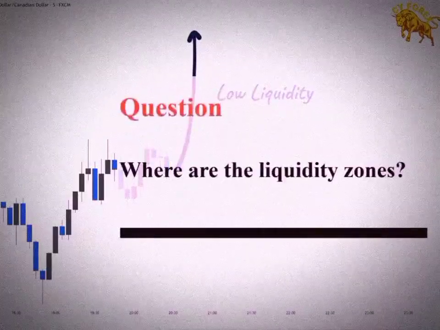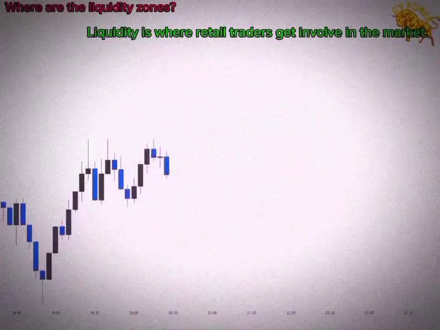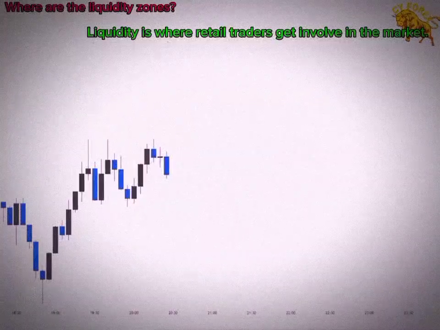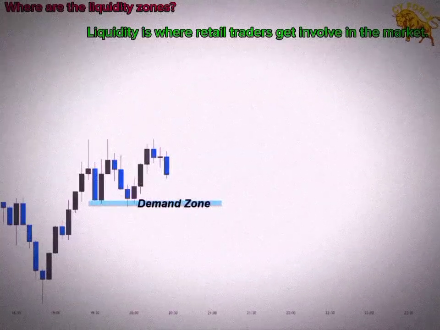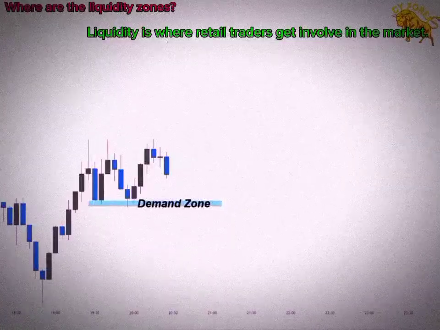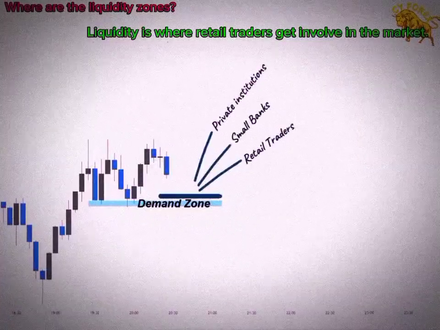So, the question is, where are the liquidity zones? Liquidity is where retail traders get involved in the market. We know that if price makes it to this demand zone, traders will get involved with buying pressure, and it is not just retail traders. It could be small banks, private institutions, etc.